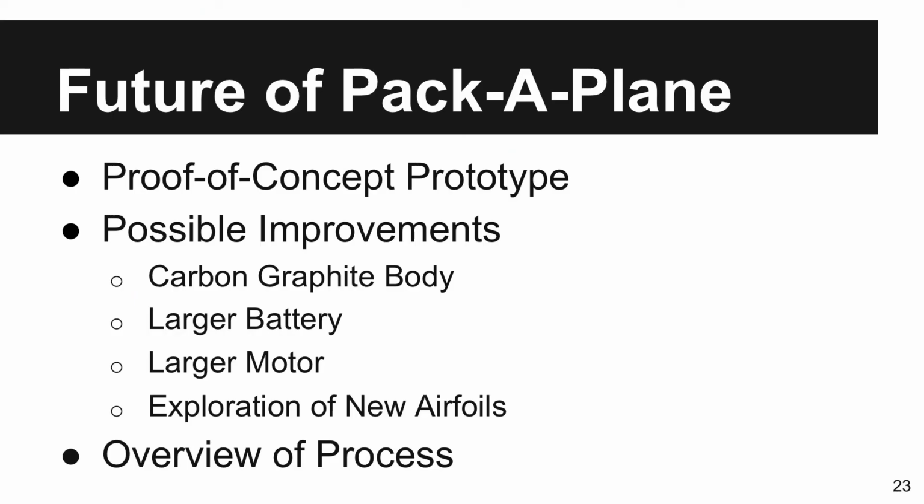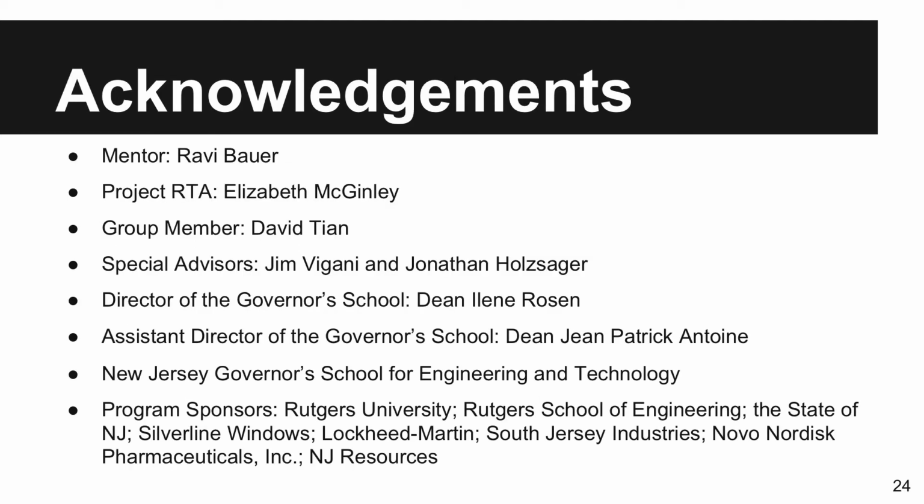It's important to remember that this is a proof of concept prototype, and possible improvements to our final model include a carbon graphite body which would be lighter and stronger, a larger battery for longer flight missions, a larger motor for greater area coverage during scouting missions, and an exploration of new airfoils for this new final model. Overall, using aerodynamic concepts, our design and construction processes, we were able to effectively construct a prototype that met and exceeded all our expectations.